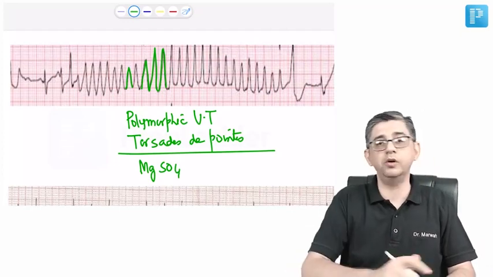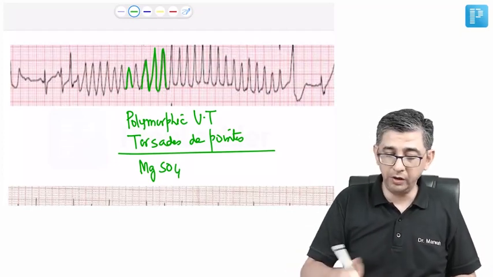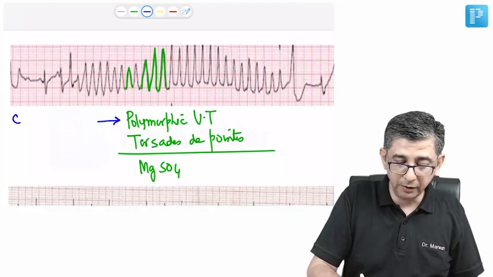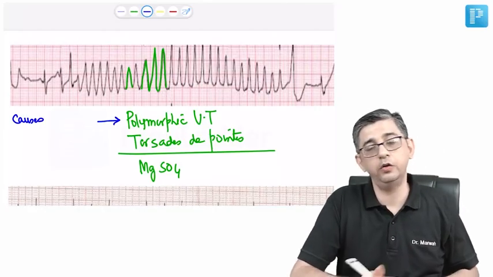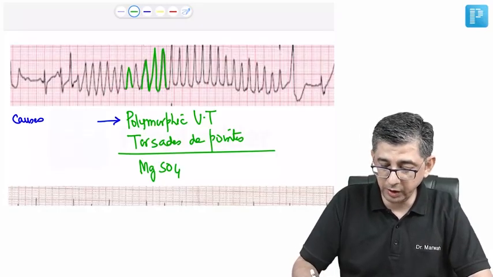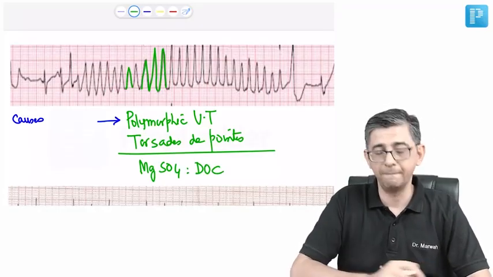Even if this particular person with polymorphic ventricular tachycardia has an unrecordable BP, then I would proceed with DC shock in the patient. But if they just mention the words drug of choice, then magnesium sulfate is good enough.